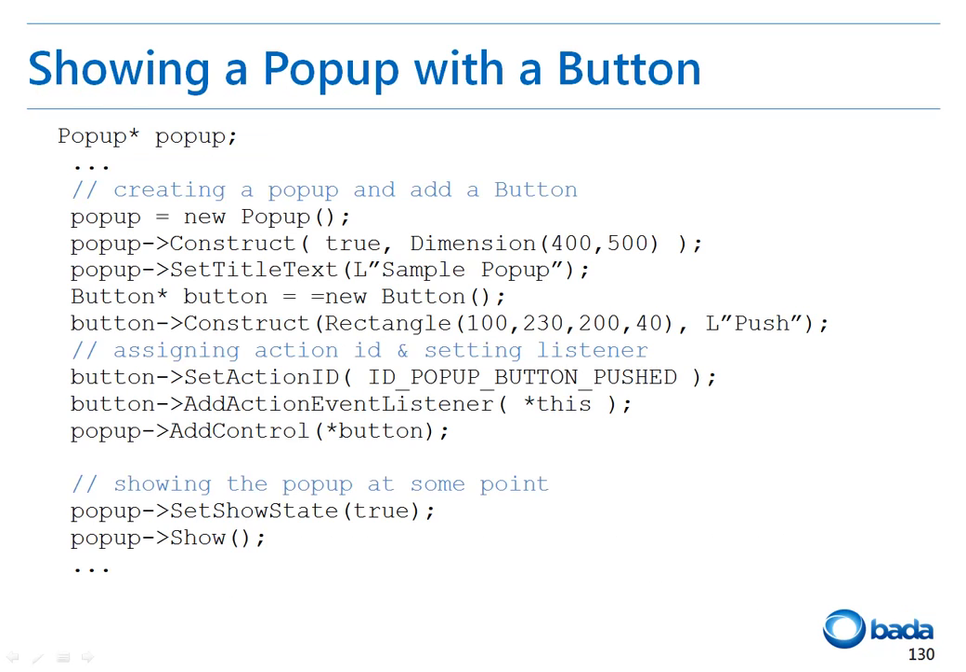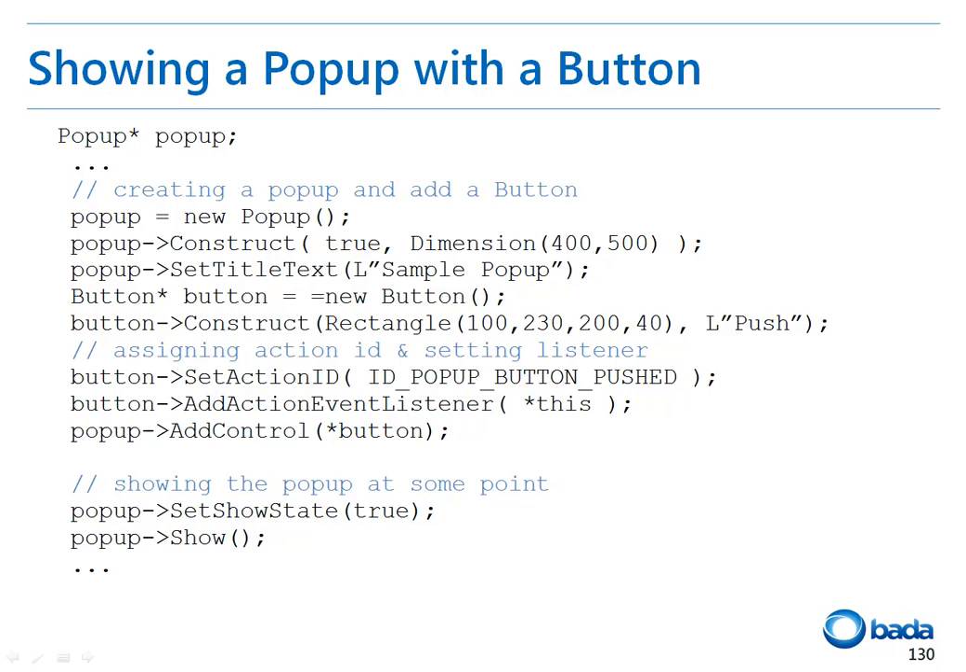Let's have a look at an example of creating a pop-up. First, create a pop-up in the heap and construct it by specifying the size. Then, set the pop-up title and create a button named Push. Assign an ID and an event listener to the button and add the button to the pop-up. This completes the general pop-up creation procedures.